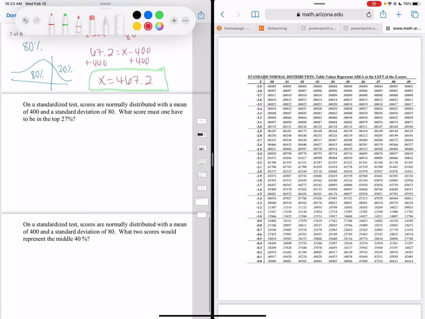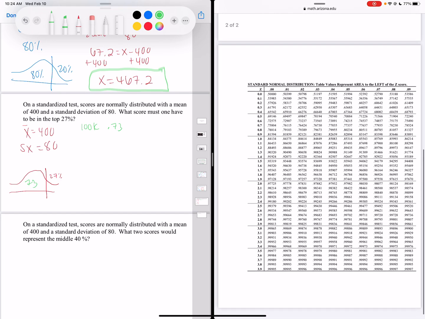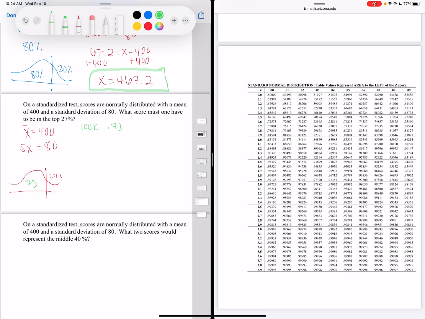All right, second example. On a standardized test, scores are normally distributed. Again, we have the same situation, so mean is 400, standard deviation is 80, and this time we want the top 27%. But we have to remember that the top 27% can't be found in the chart. So instead, you have to use the bottom percentage, which is 73%. So I'm looking for 0.73 in my table. So 0.73, that's going to give me 0.61. So my z-score that I just found is 0.61.